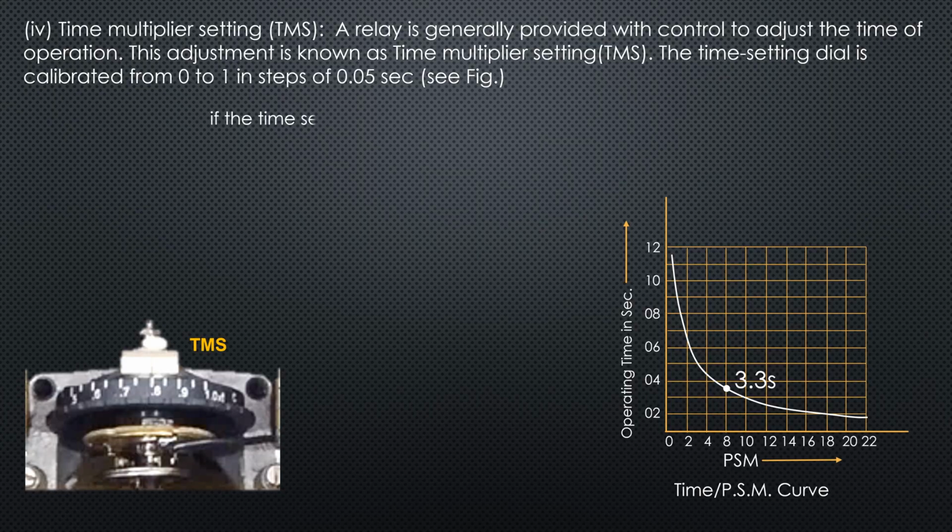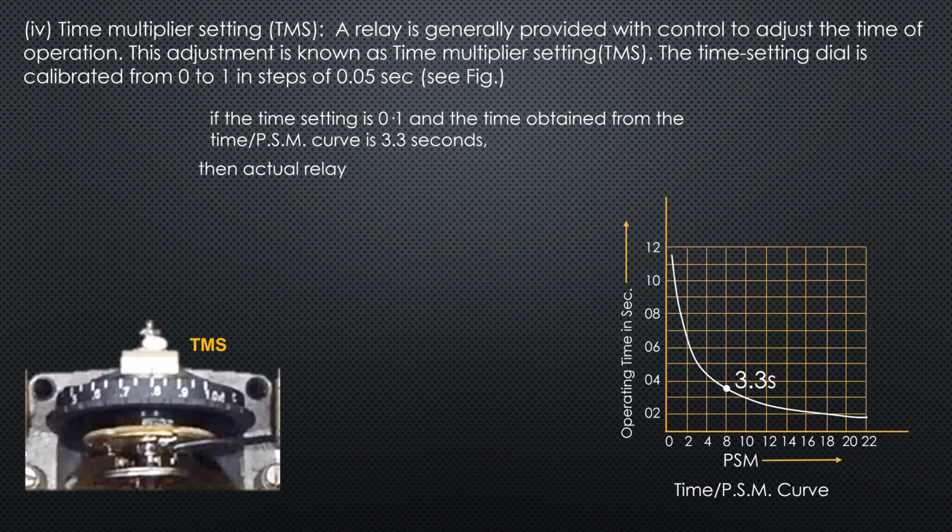Thus, if the time setting is 0.1 and the time obtained from the time PSM curve is 3.3 seconds, then actual time of relay operation is equal to 3.3 into 0.1 is equal to 0.33 seconds.